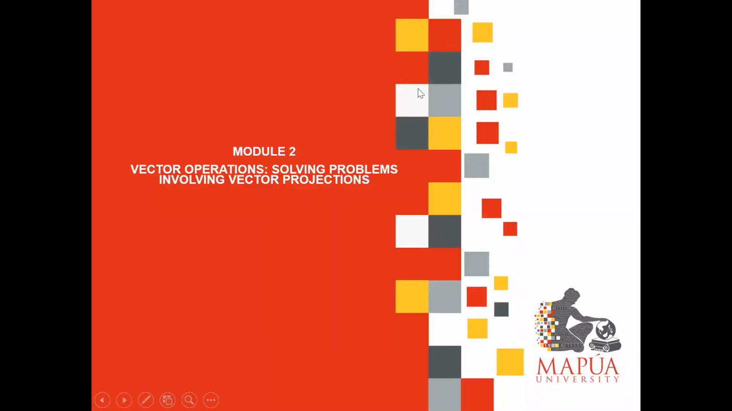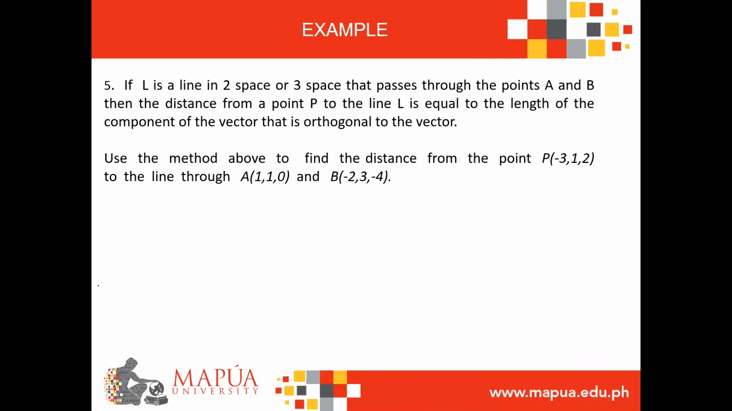Good day. This is Module 2 presenting vector operations, that is solving problems involving vector projections. So we have here the following problem. If line L is a line in two space or three space that passes through the points A and B, then the distance from a point P to the line L is equal to the length of the component of the vector that is orthogonal to the vector.